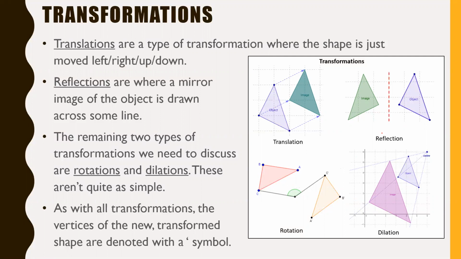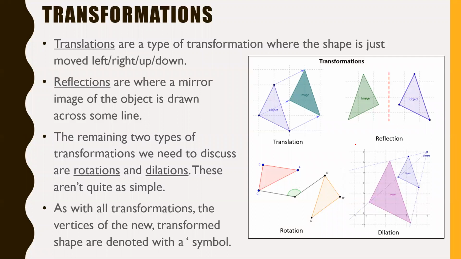A reflection is also pretty straightforward. It's just a mirror image of the object drawn across some line. Basically, all you need to know about that is you have your mirror line or your reflection line. All of your vertices, so the points in your shape, are the same distance directly from that line. That's what's important about that. So in other words, the further away it was from that line, the further away the image's vertex is going to be away from that line as well.